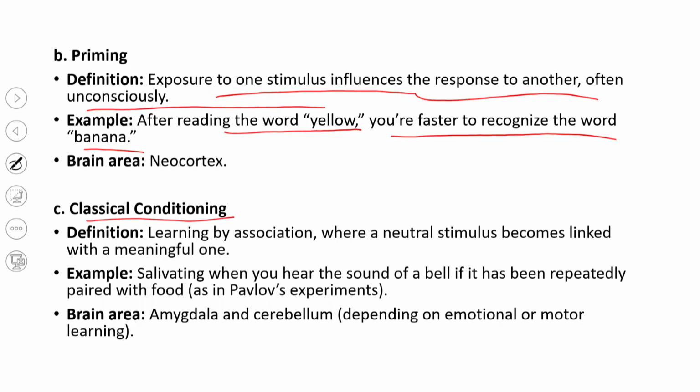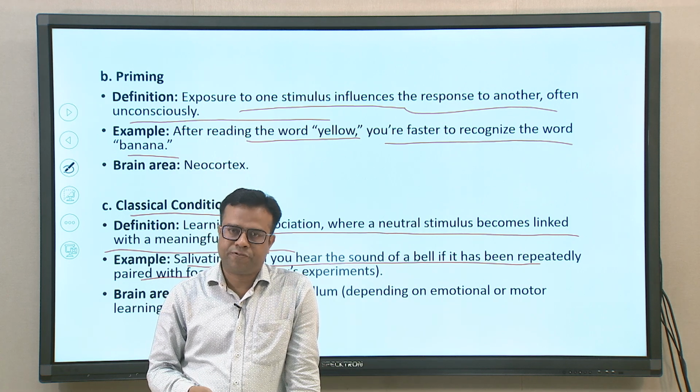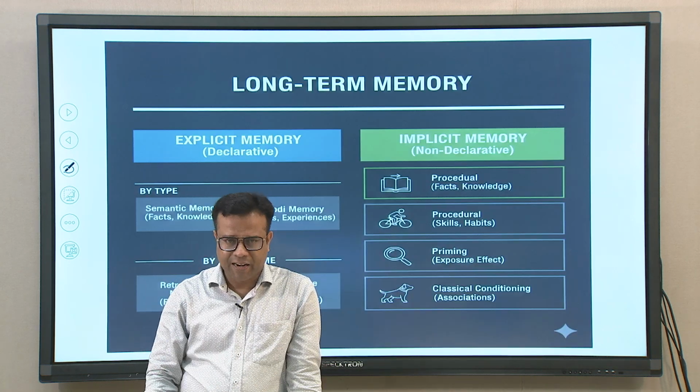Classical conditioning that we discussed also involves non-declarative memory. When you learn to associate two things, a neutral thing becomes conditioned, you learn a new response, which we discussed elaborately in the earlier module. So, it is learning by association where a neutral stimulus becomes linked to a meaningful one. For example, salivating when you hear the sound of a bell if it has been repeatedly paired with food, as in Pavlov's experiment. This also becomes an automatic, habitual kind of response that can be categorized under non-declarative or implicit memory.